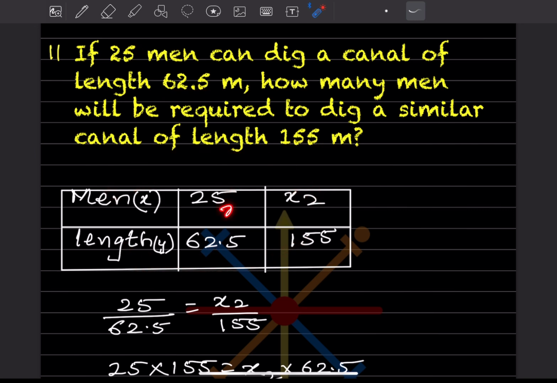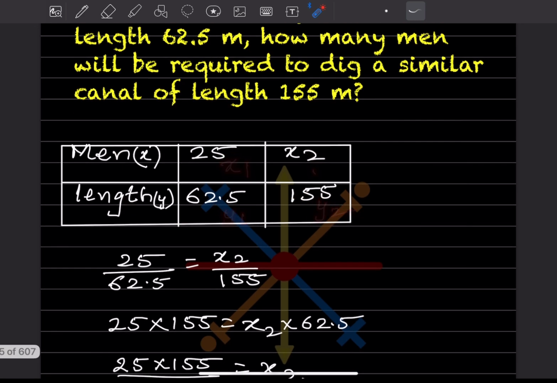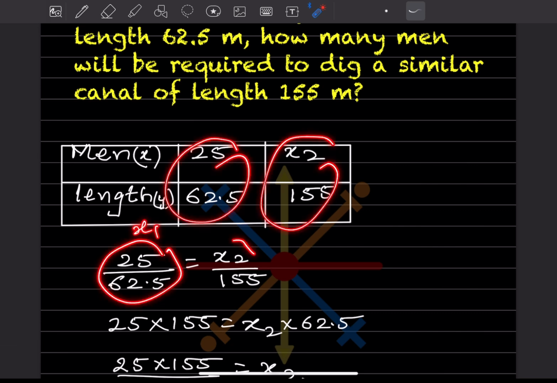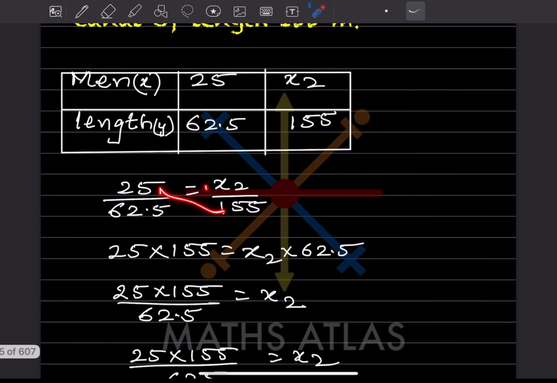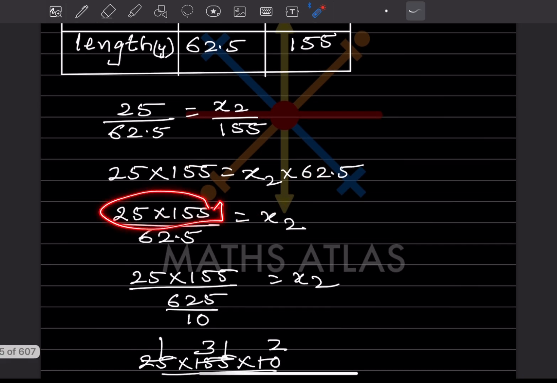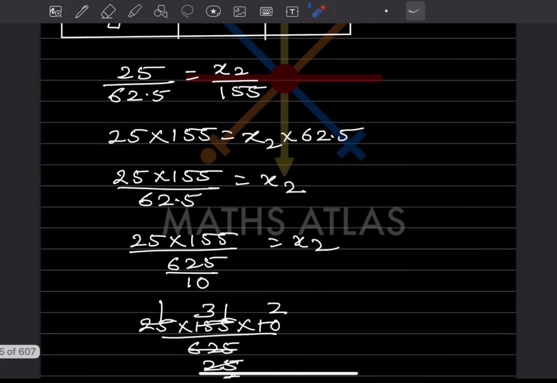So here we are going to consider x1, y1, this is x2 and this is y2. Again, this x1 by y1 means this part will be here. So cross multiply it. After cross multiplying, this is the same. This will get divided, that is x2. So this is the same. 62.5 we can make it, we can remove the decimal by dividing it by 10.